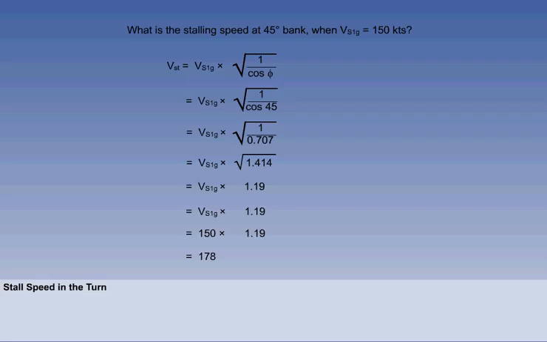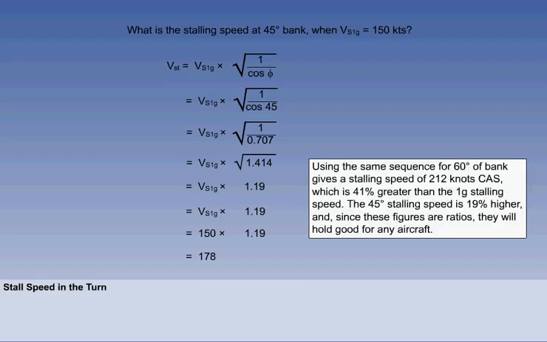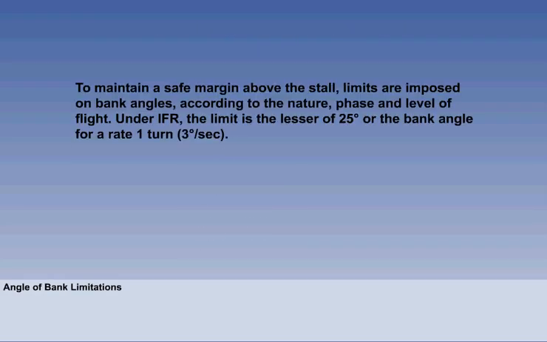178 knots CAS. Using the same sequence for 60 degrees of bank, a 2g turn in level flight gives a stalling speed of 212 knots CAS, which is 41% greater than the 1g stalling speed. The 45 degree stalling speed is 19% higher, and since these figures are ratios, they will hold good for any aircraft. As bank angle is increased, the stalling speed will rise exponentially.